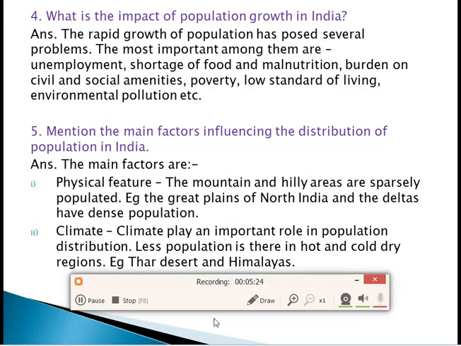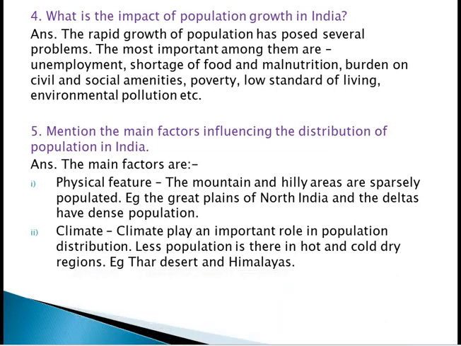Now the next question, question number 4: what is the impact of population growth in India? Means, if the population is increasing, then what impact is it creating in our country India? The rapid growth of population has posed several problems. The most important of them is unemployment. As you know, if the population keeps on increasing, the people will not get sufficient jobs, they will be unemployed.